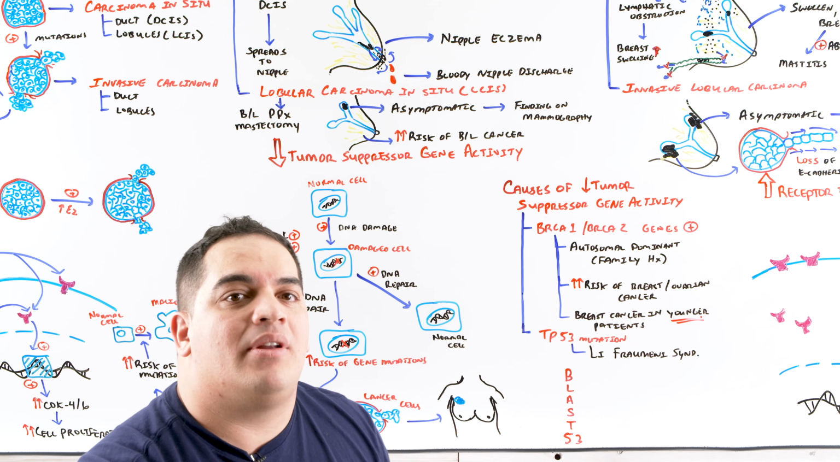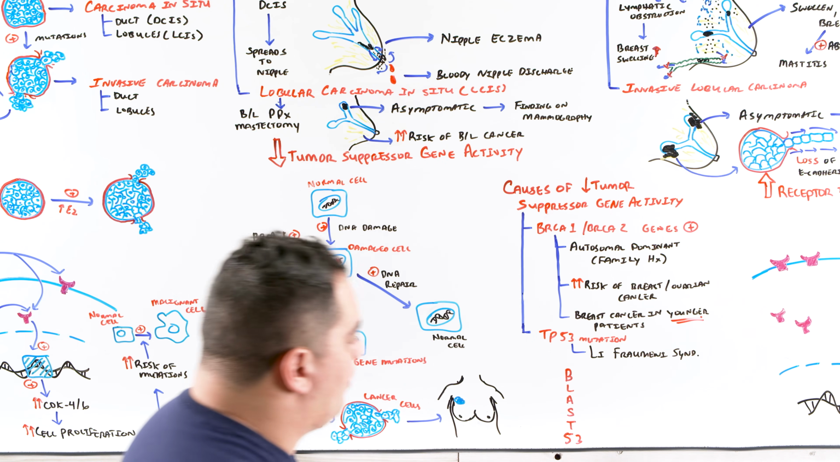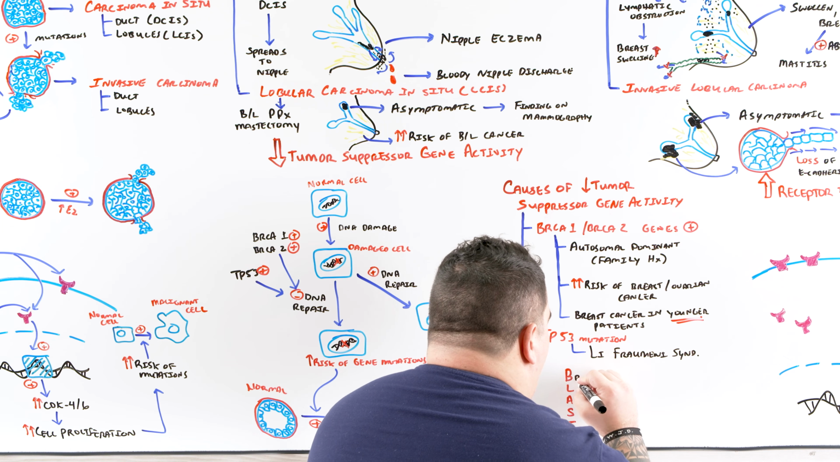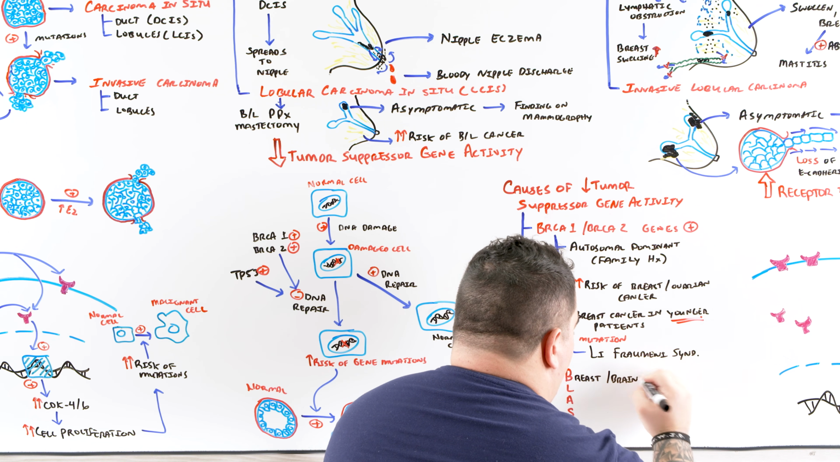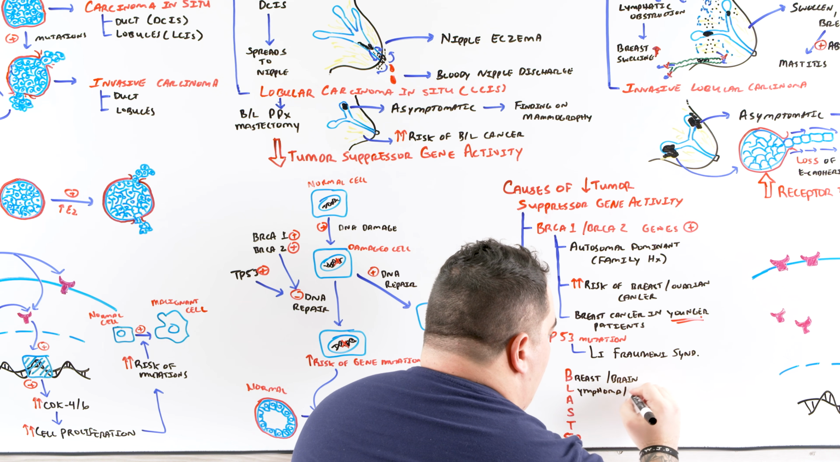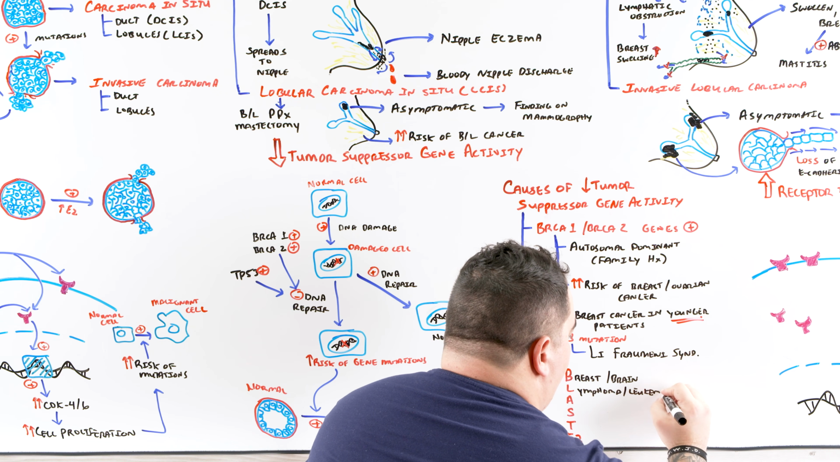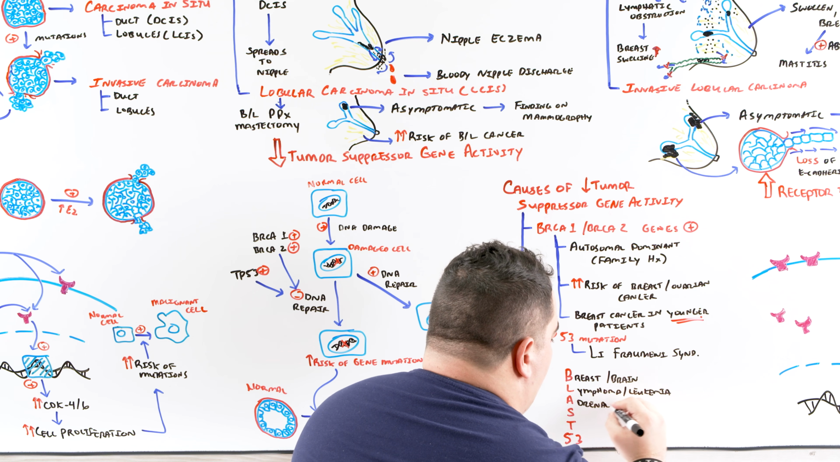With Li-Fraumeni, remember the mnemonic BLAST53. BLAST53 is that these patients can have a high risk of breast and brain cancer. They have a high risk of lymphoma, leukemia. They have a high risk of adrenal carcinoma.